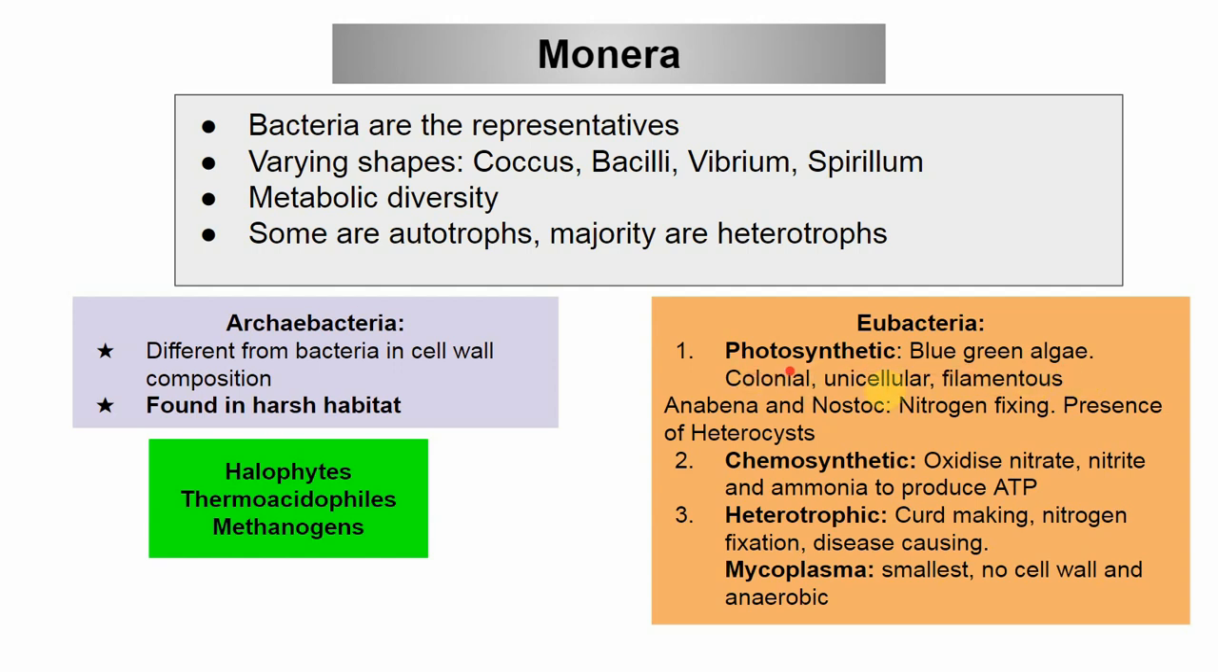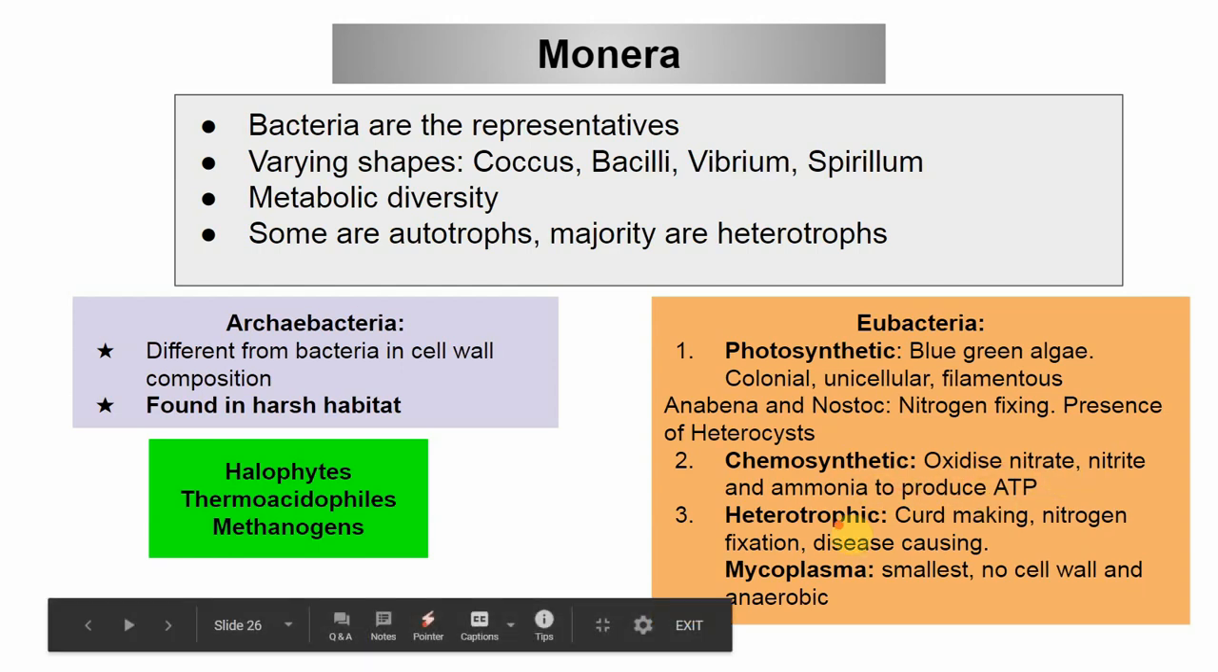Now, eubacteria, some of them may be photosynthetic, such as the blue-green algae. They may be colonial, unicellular, or filamentous. Anabaena and Nostoc have nitrogen fixation ability, because of special cells called heterocysts. Some bacteria are chemosynthetic autotrophs, meaning they can oxidize nitrates and ammonia to produce ATP. Some bacteria are heterotrophic in nature. They are involved in curd making and nitrogen fixation, and some of them also cause diseases.